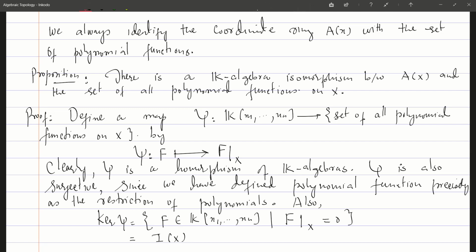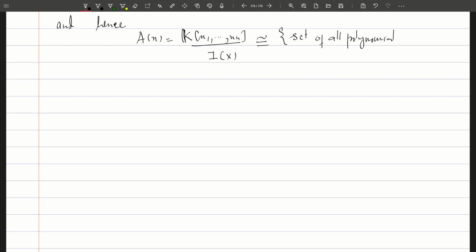So hence by the first isomorphism theorem, it follows that if I look at A(X), which is by definition the quotient of the polynomial ring K[x1 through xn] modulo the ideal of X, which is the kernel, this is isomorphic to the set of all polynomial functions on X. That is why we always identify the coordinate ring A(X) with the set of all these polynomial functions.